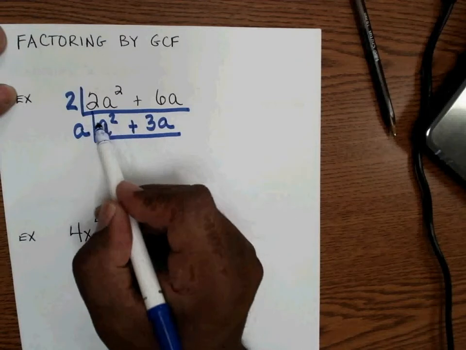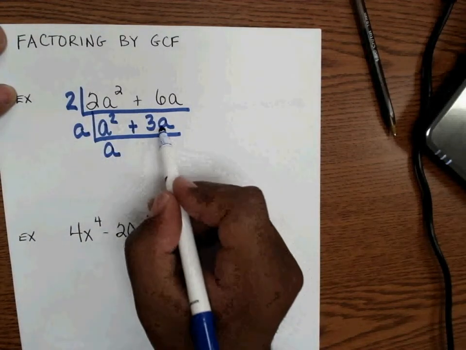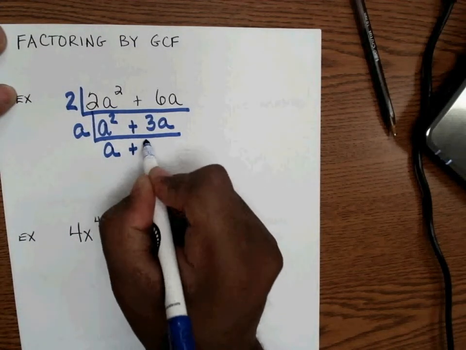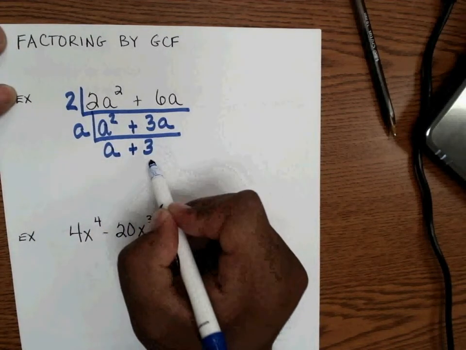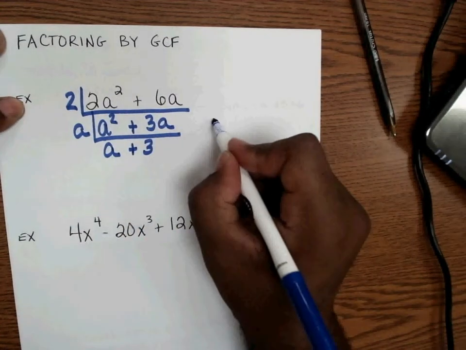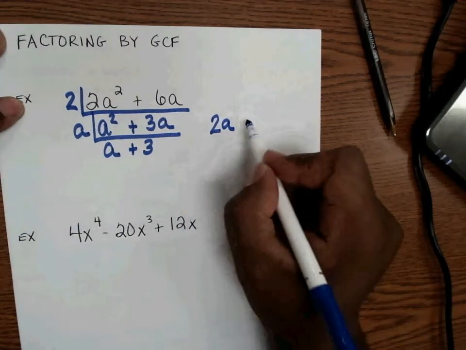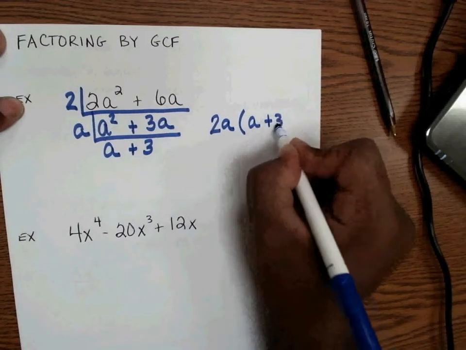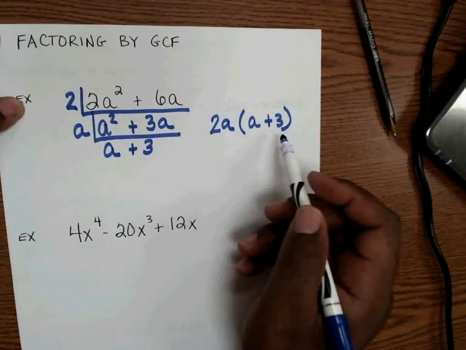A squared with an a factored out will leave me with just an a, and 3a with an a factored out would leave me with just the 3, because a divided by a is 1, and 3 times 1 is 3. Therefore, factoring by GCF will leave us with 2a, which was our greatest common factor, and the leftover was a plus 3, giving us the factors of 2a times a plus 3.